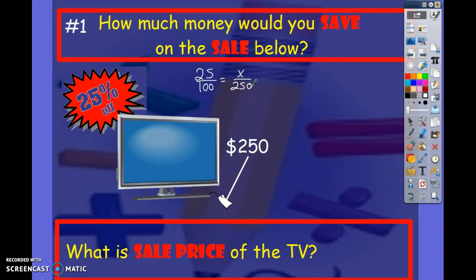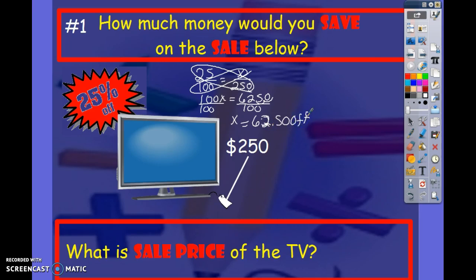So when we solve our proportion, we'll get our cross products. 100X equals 250 times 25 is 6,250. We'll divide both sides by 100. And remember, when you divide by 100, your decimal moves 2 places to the left. So X is equal to $62.50. This is the amount of money that we get off.